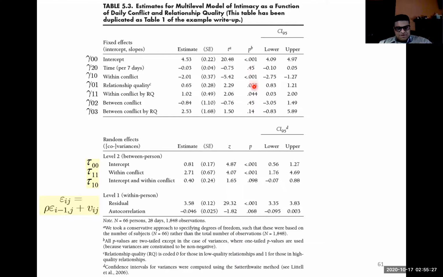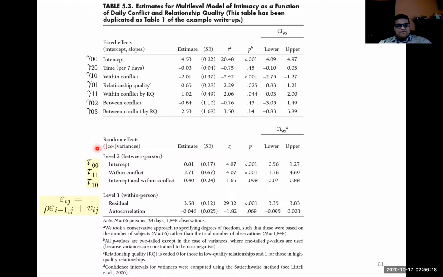P values, as noted here in B, are two-tailed, except for variances, which are down here: intercept variance, slope variance. Those p-values are not two-tailed. They're one-tailed, and that's because variances can't be negative. And then corresponding confidence intervals. One thing to note is that these confidence intervals for the fixed effects are symmetrical. The confidence intervals for the variances are asymmetrical, as would be expected for parameters like a variance that has a boundary at 0.